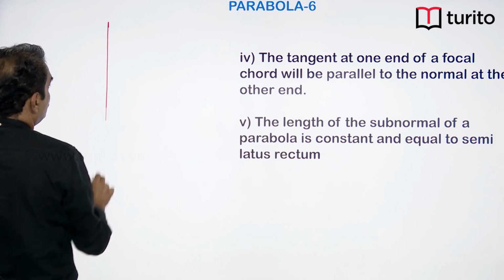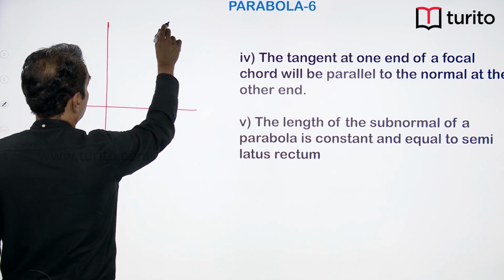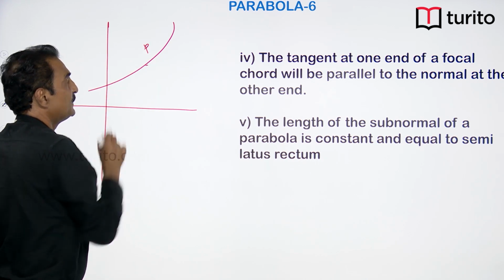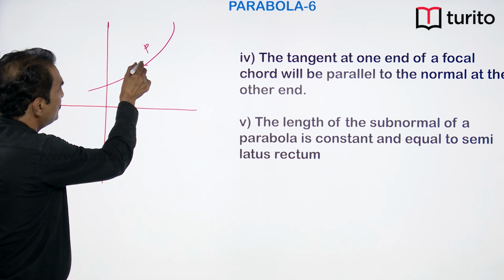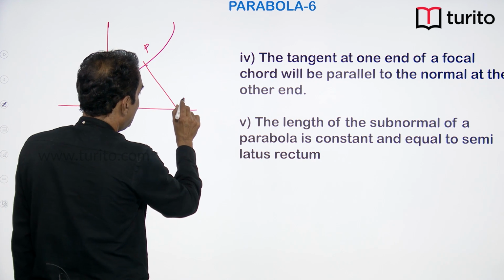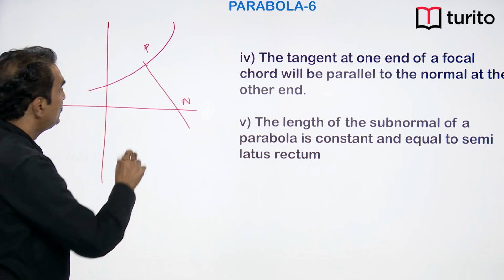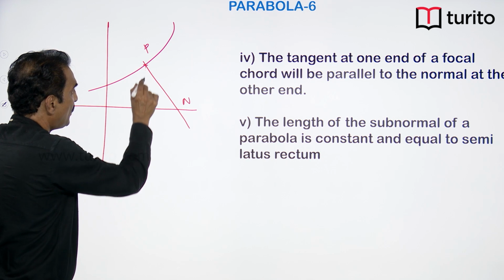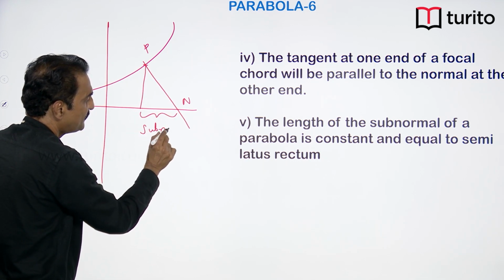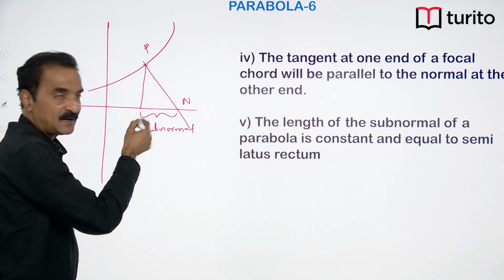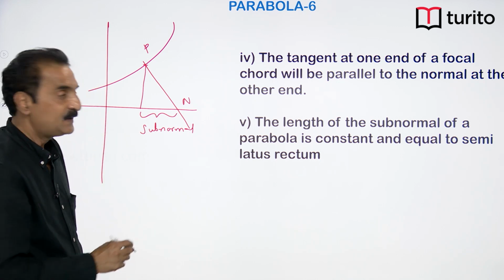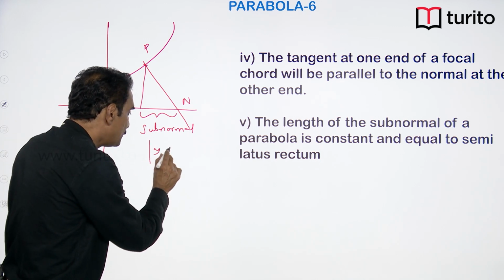Suppose there is a curve like this. At a point P, if you draw a normal to the curve, it intersects the x-axis at N. Then the projection of PN on the x-axis, this part, is called the subnormal. This is for a general curve. And the formula for the length of the subnormal is mod y1 into dy by dx.